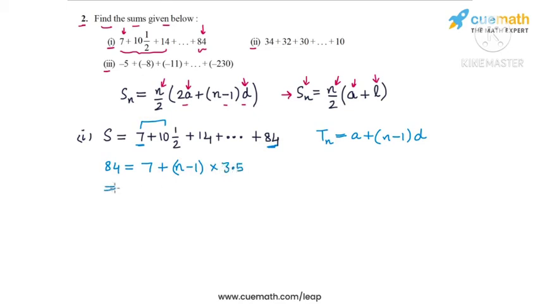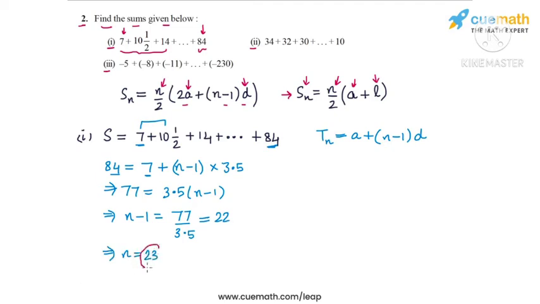Now 84 minus 7 is 77, so 77 is equal to 3.5 times (n minus 1), and from here we get n minus 1 is equal to 77 by 3.5. 77 by 3.5 is 22, so this means that n is equal to 23. So there are 23 terms in this progression.